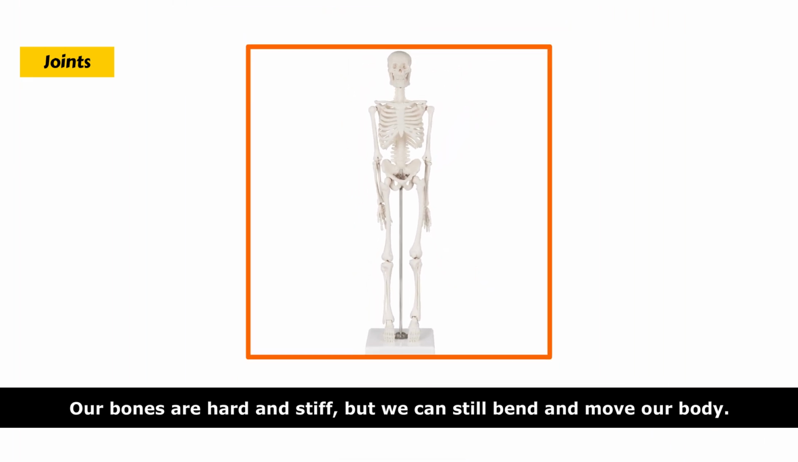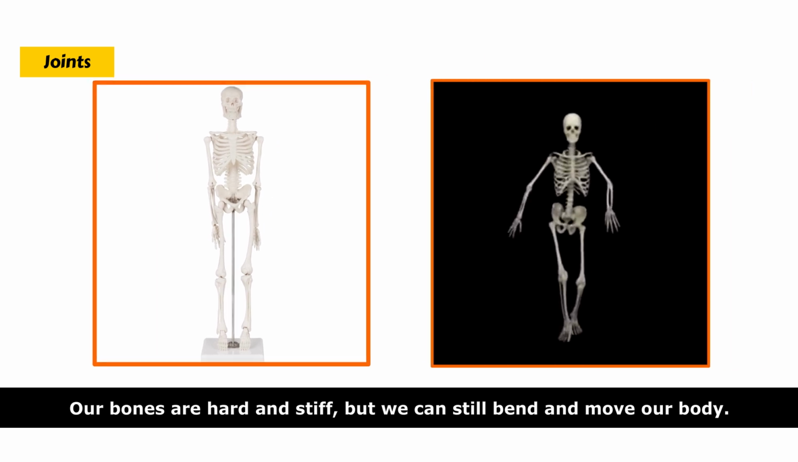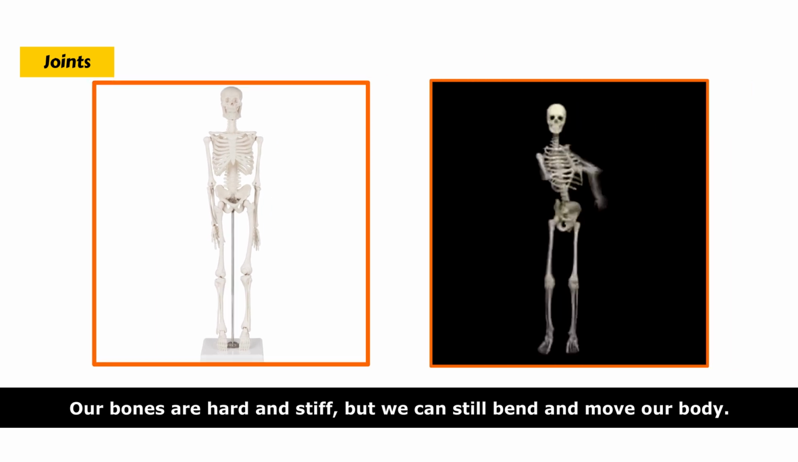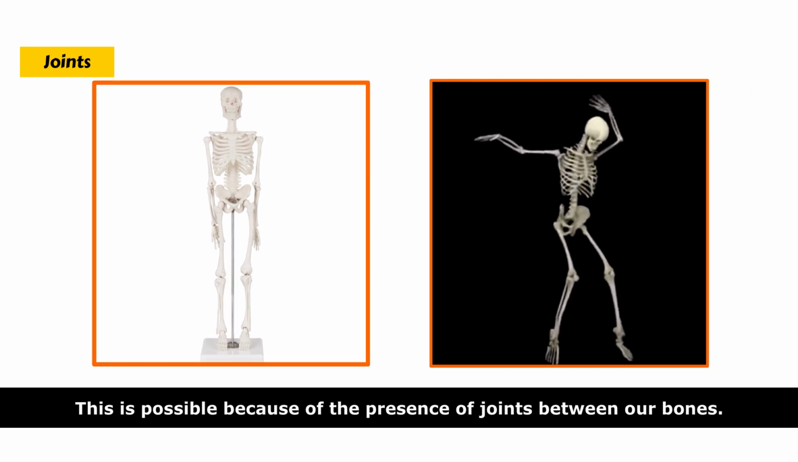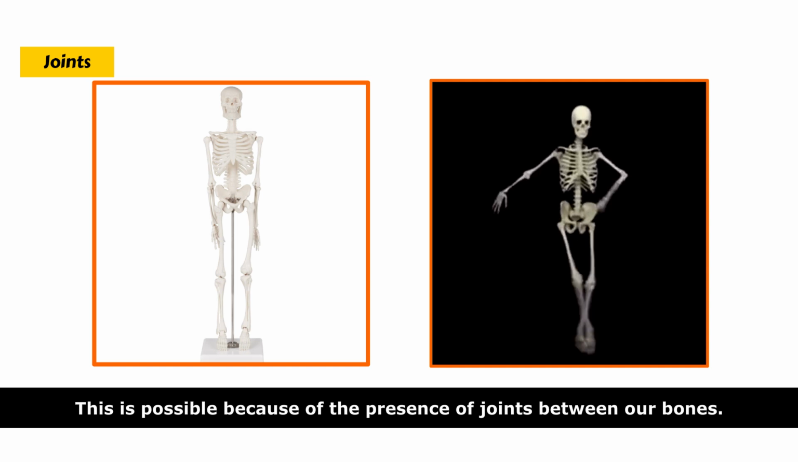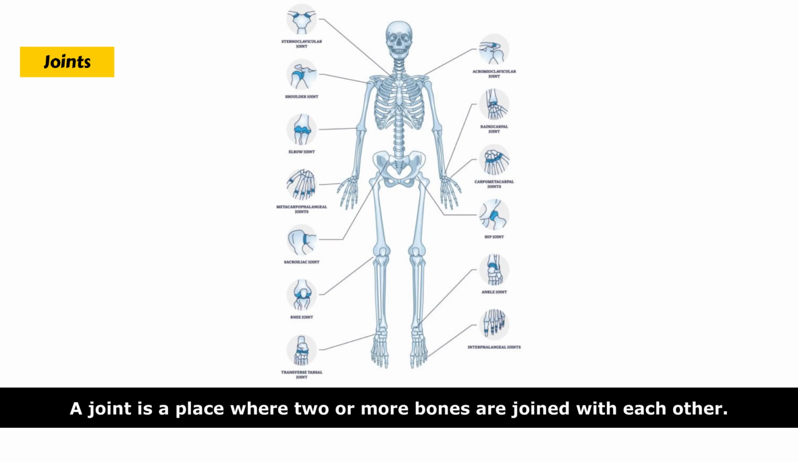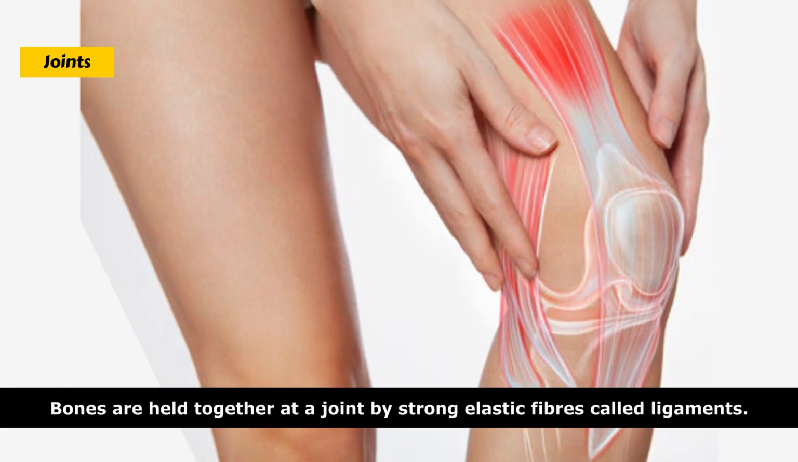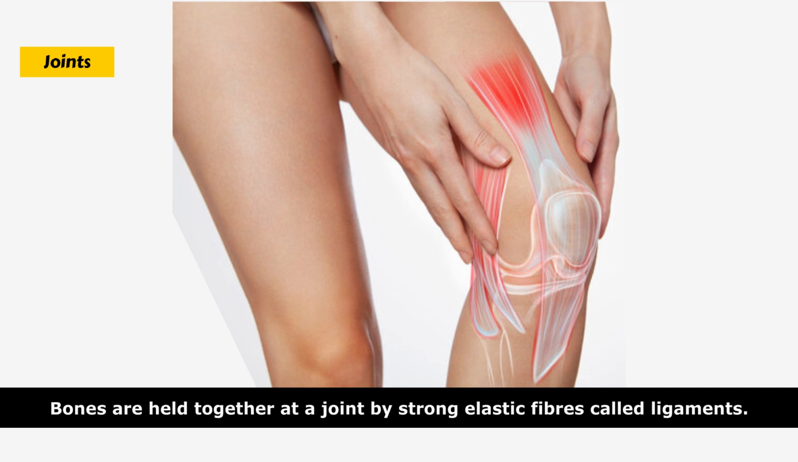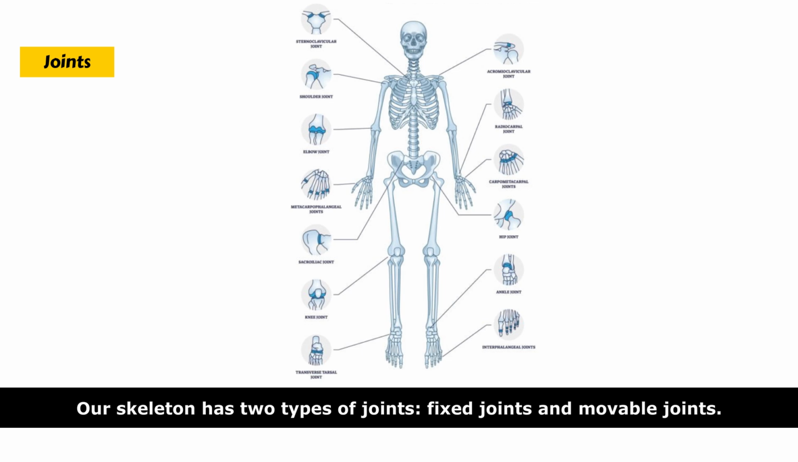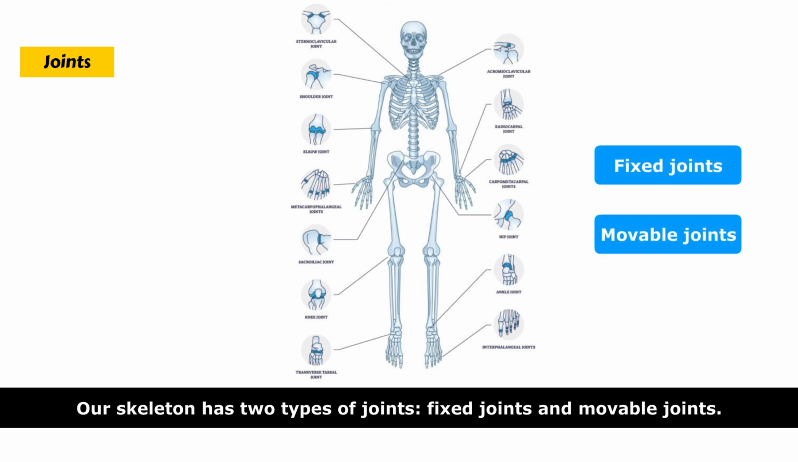Joints. Our bones are hard and stiff, but we can still bend and move our body. This is possible because of the presence of joints between our bones. A joint is a place where two or more bones are joined with each other. Bones are held together at a joint by strong elastic fibers called ligaments. Our skeleton has two types of joints, fixed joints and movable joints.